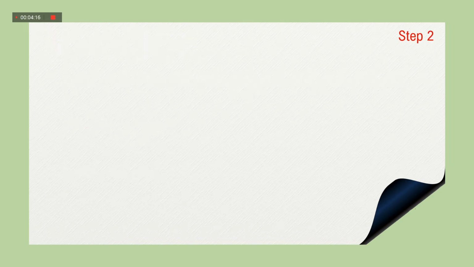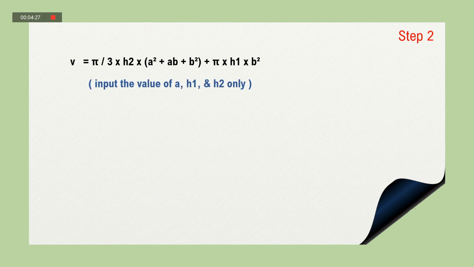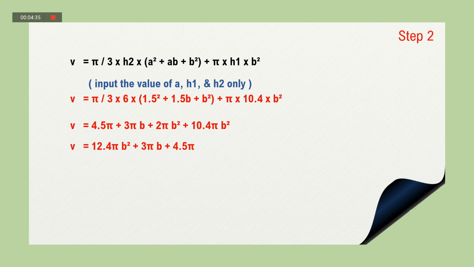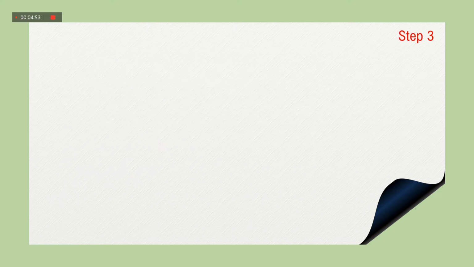Step 2. Use the formula of volume that has been given in the question. Input the value of A, H1 and H2 only. Calculate and you will get the answer of volume. So for the answer, we need to differentiate it to get dV over dB equal 24.85 pi B over B power of 2 plus 3 pi.